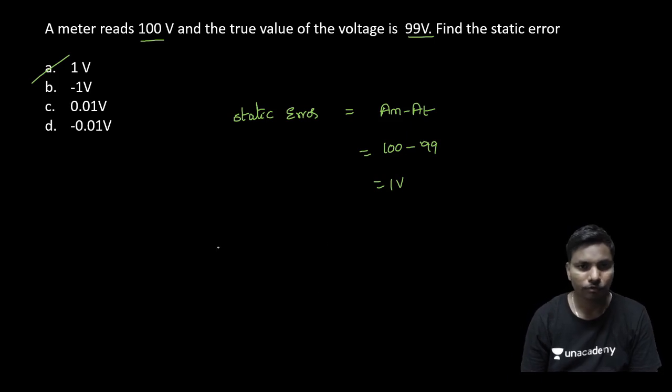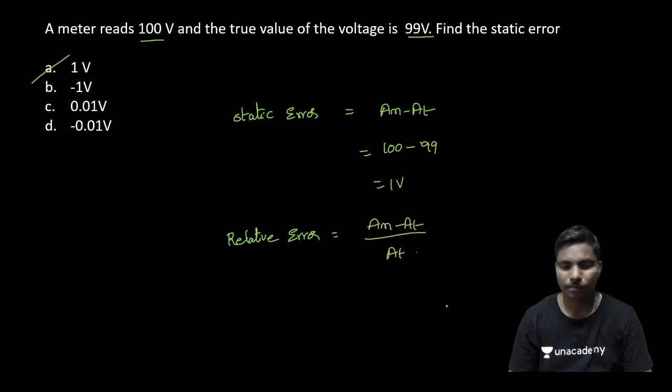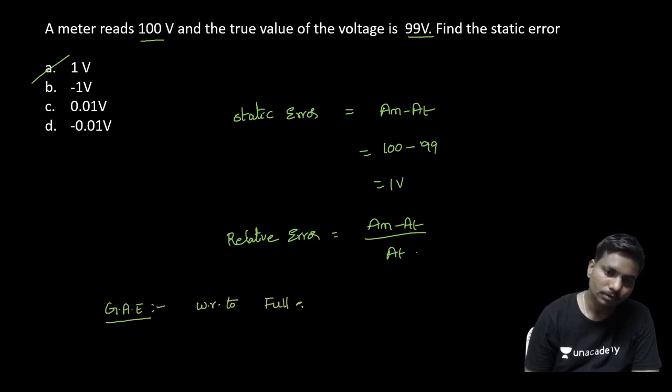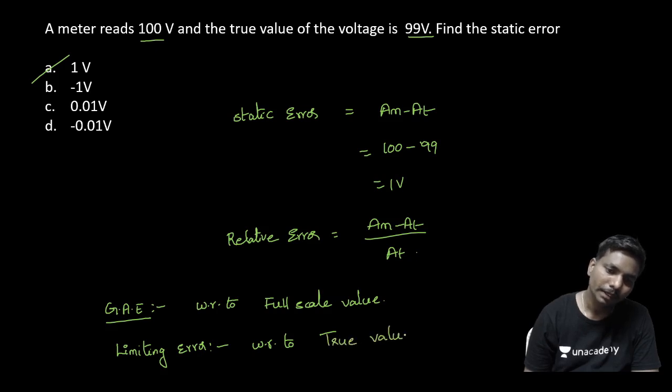Okay. So if they are asking the same way relative error, then that formula is with respect to true value: AM minus AT by true value. Okay. So if they are asking guaranteed accuracy error, this is nothing but error with respect to full scale value. If they are asking limiting error, that is always error with respect to true value.